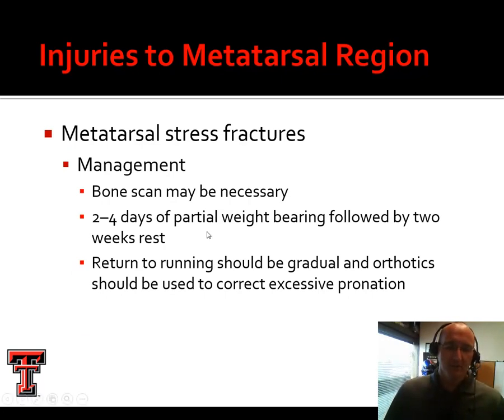2 to 4 days of partial weight bearing followed by 2 weeks of rest. Usually these will resolve relatively quickly, and again, orthotics may be necessary, looking at running surface may be necessary, looking at footwear may be necessary.